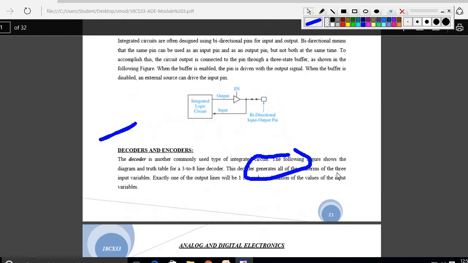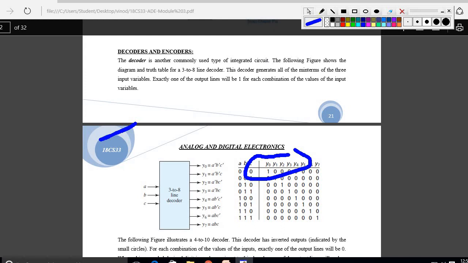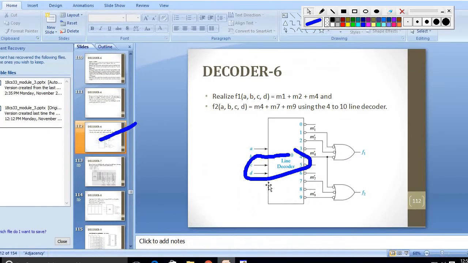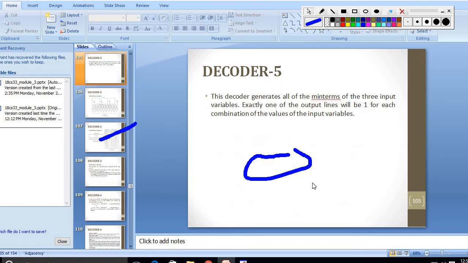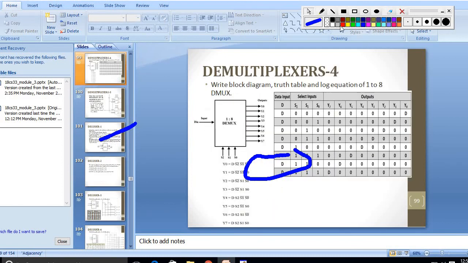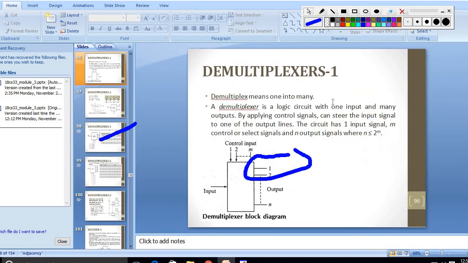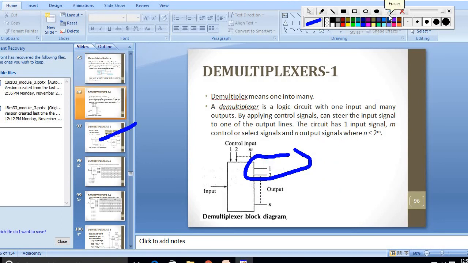Before going to the decoder, I will just explain what a demux is and how exactly it works. So this is your demultiplexer. Demultiplexer means one into many. So what exactly is a multiplexer? There are n data inputs, and you will get a single output.